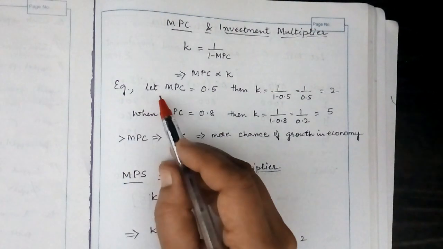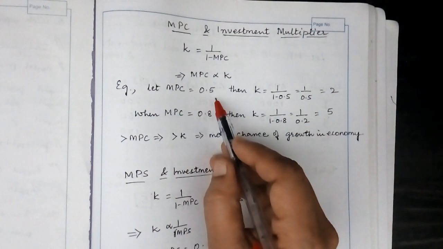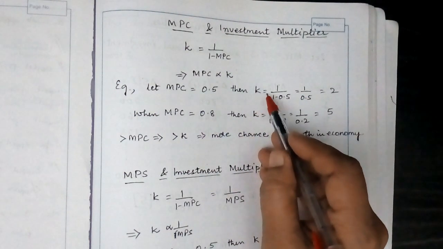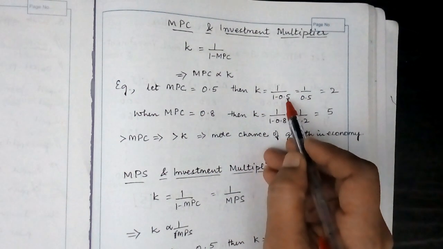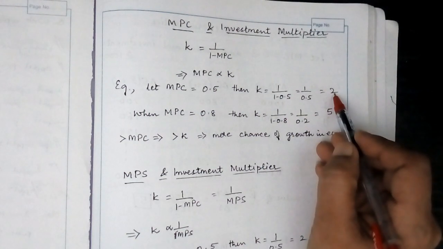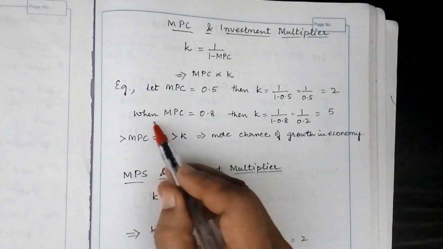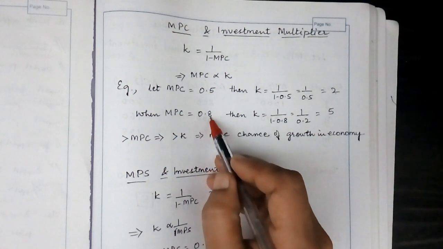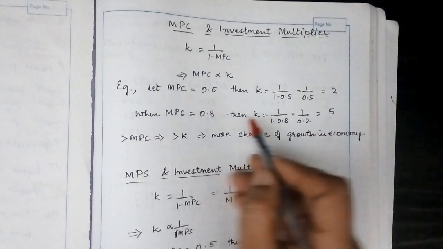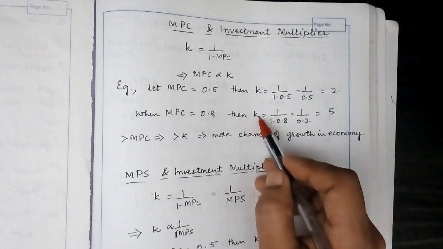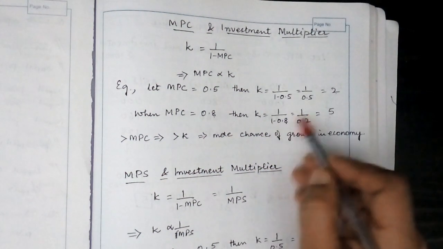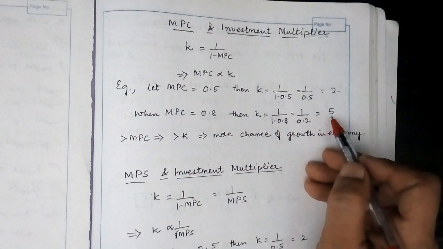For example, let MPC be equal to 0.5. Then investment multiplier K will be given by 1 by 1 minus 0.5, which will be equal to 2. Now when the MPC is 0.8, you have increased the marginal propensity to consume. Then the investment multiplier will be given by 1 by 1 minus 0.8, which is 1 by 0.2 and equal to 5.